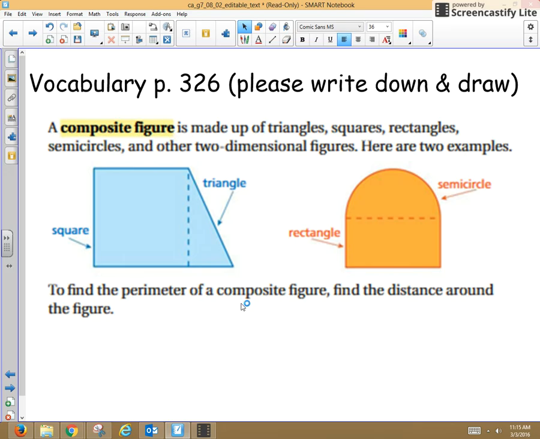To find the perimeter of a composite figure, you find the distance around the figure. Pause the video to take time and write this down.